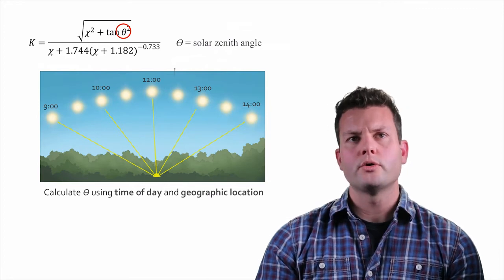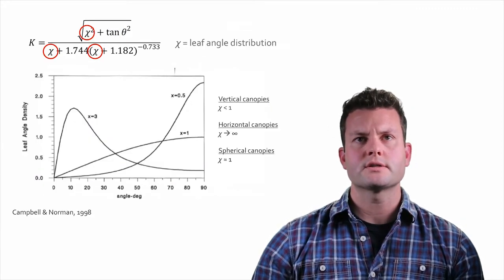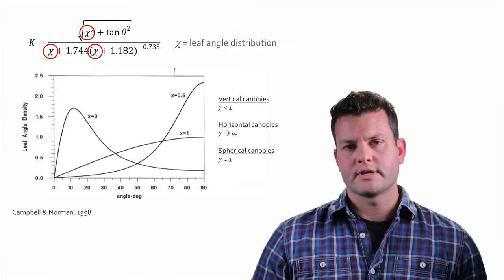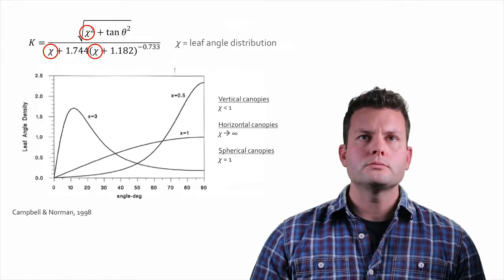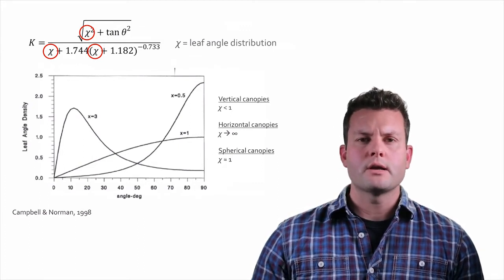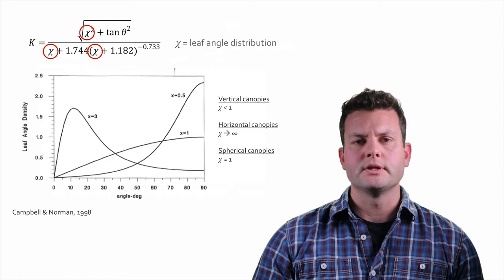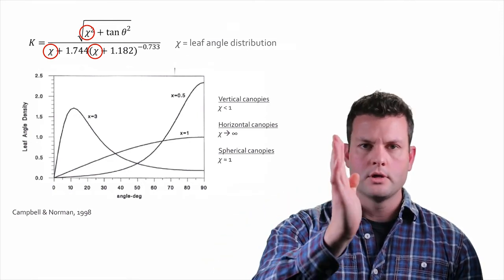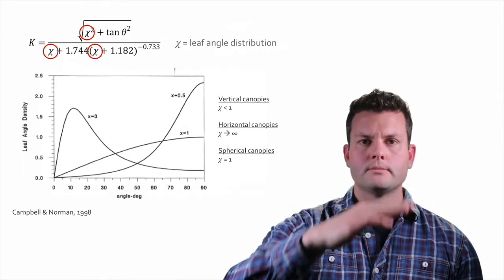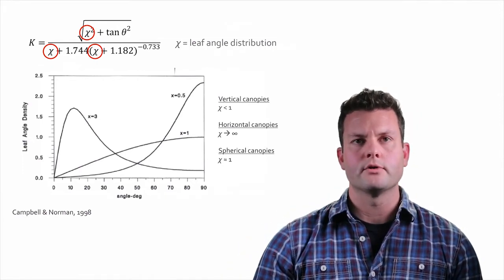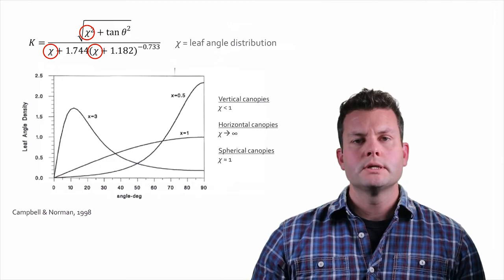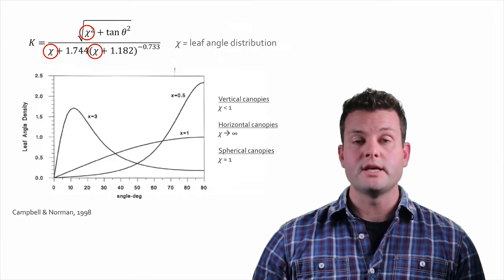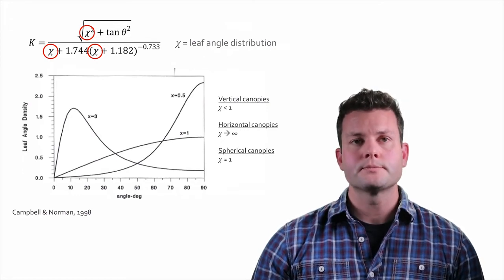So the next variable in the extinction coefficient model I'd like to discuss is the chi value. And chi value describes the leaf angle distribution of a canopy. Every canopy is a mixture of different leaves, and these leaves can be horizontal in their orientation, vertical, or somewhere intermediate to horizontal and vertical. And in reality, most canopies are a mixture of leaves at different inclination angles.